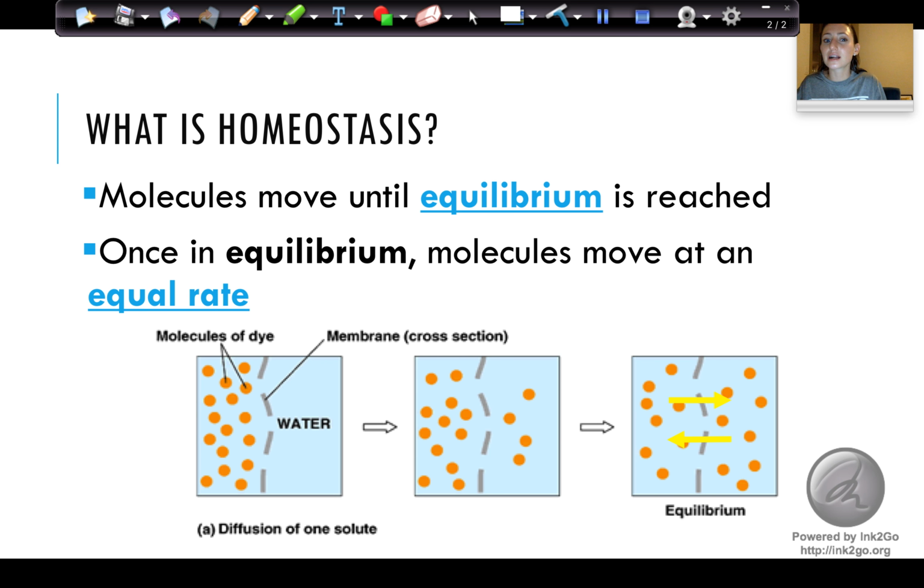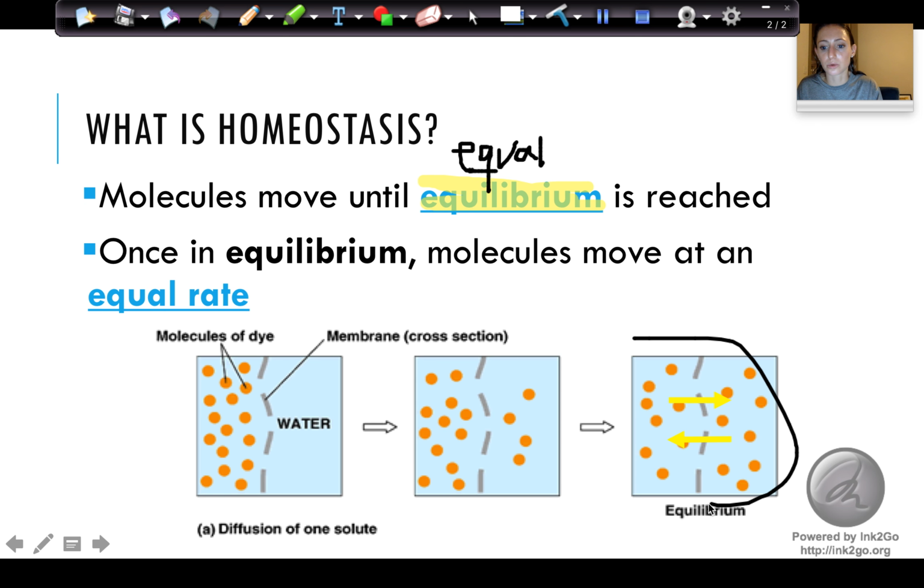Let's look closer at a cell. So homeostasis to one cell is called equilibrium. Okay, this fancy word, let's just think about what equilibrium sounds like. It sounds a lot like the word we know, equal. We all know what equal means, just the same. So equilibrium, equal. Check out this picture right here.